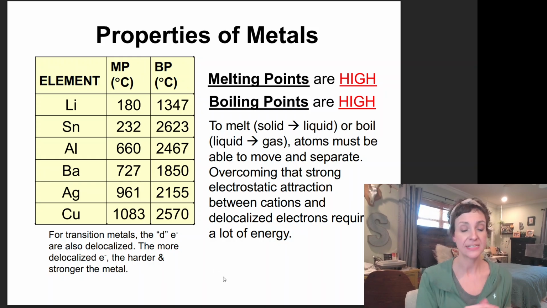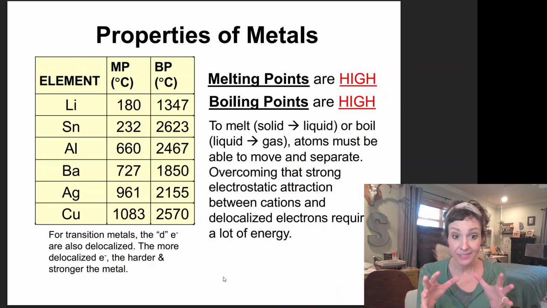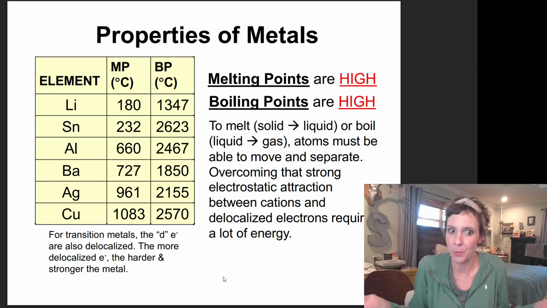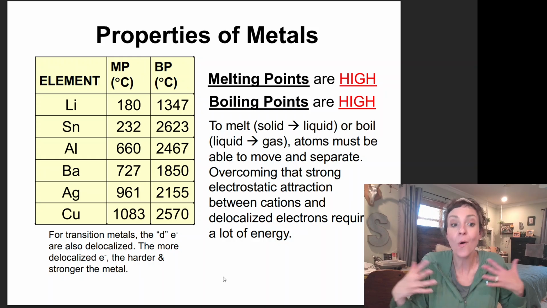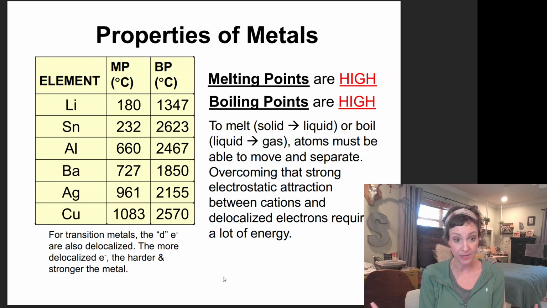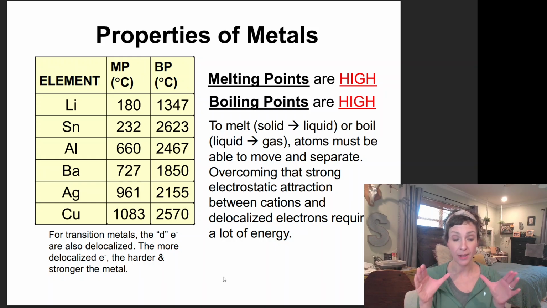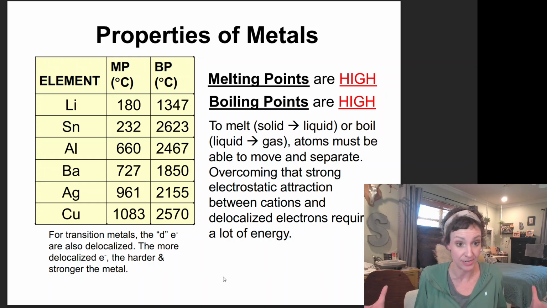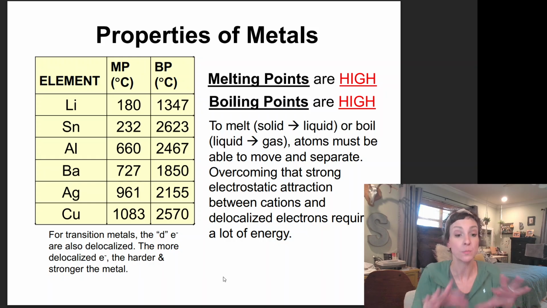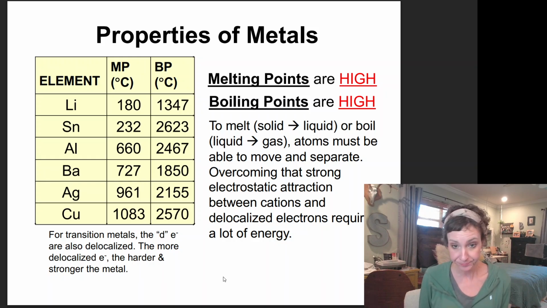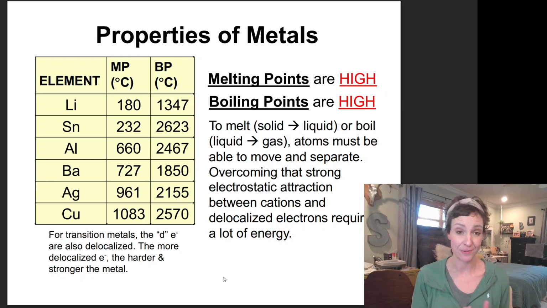Down here, there's a little blip at the bottom that says for transition metals, the D block, the D electrons are also delocalized in metallic bonding. So the more delocalized electrons from those transition metals, the harder and stronger the metal. That is why we see our transition block metals as, in the simplest terms, more metal-like, where you're like, yeah, that's a hard sample of copper. That's because they are able to delocalize their D electrons too, not just their valence, which means more electrons, stronger bond.